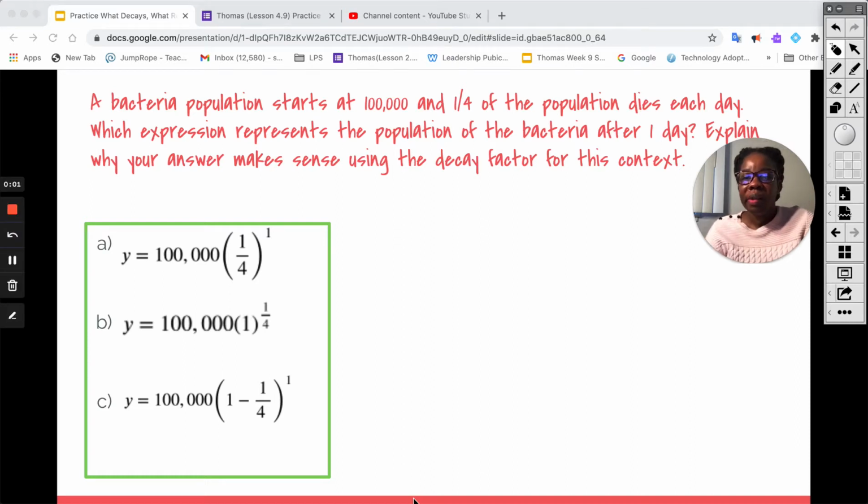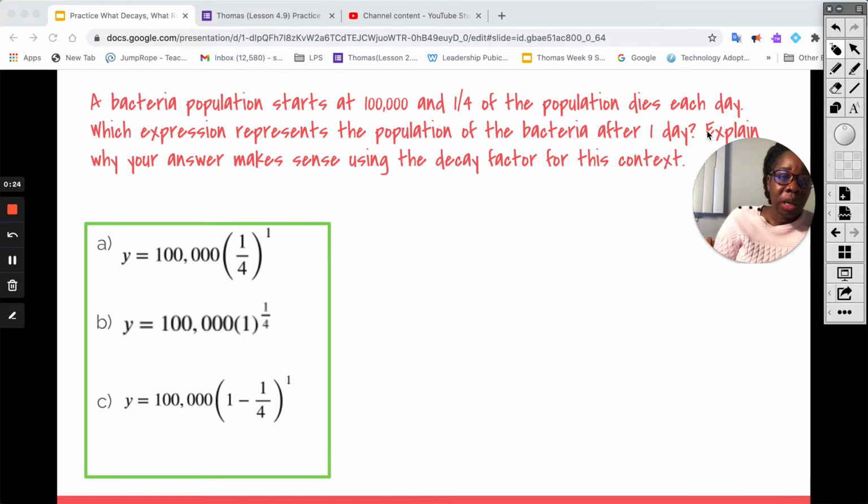Okay, so this says a bacteria population starts at 100,000 and 1/4 of the population dies each day. Which of the expressions shown represents the population of the bacteria after 1 day? Explain why your answer makes sense using the decay factor in this context.